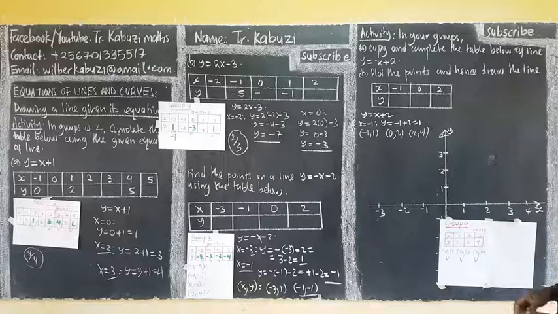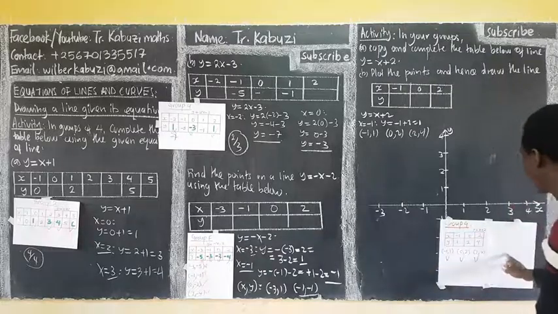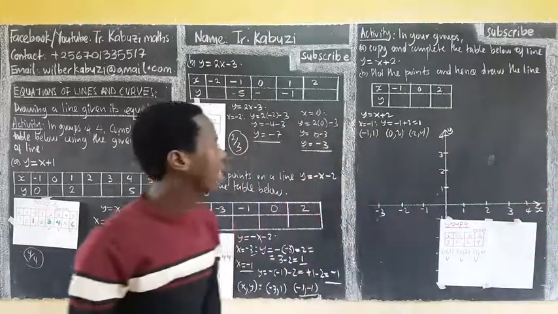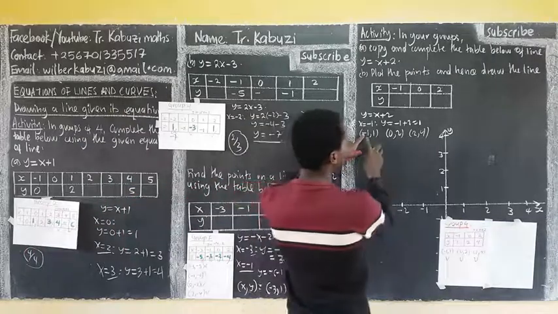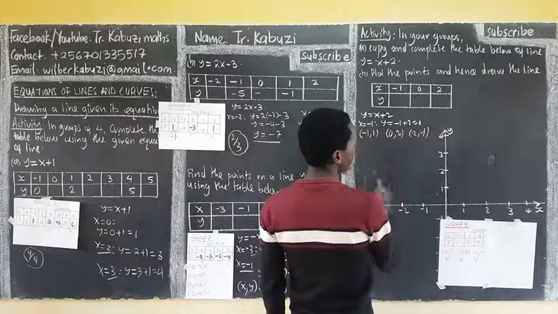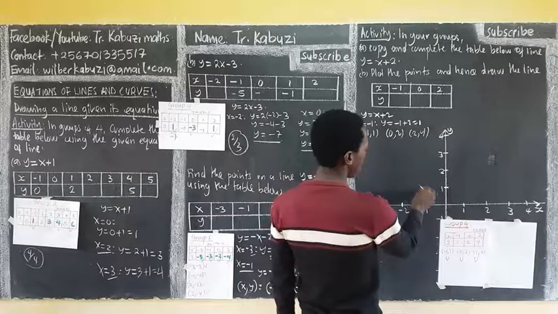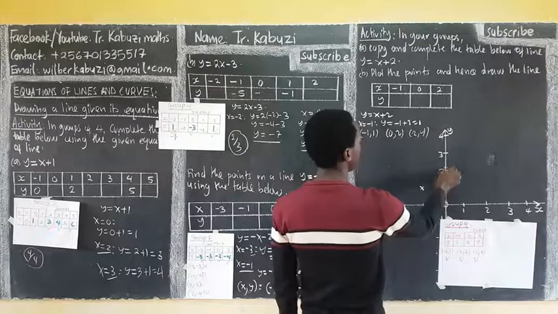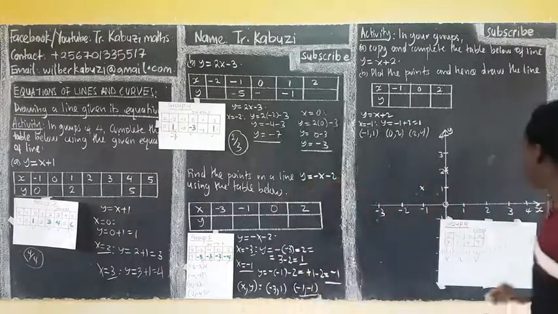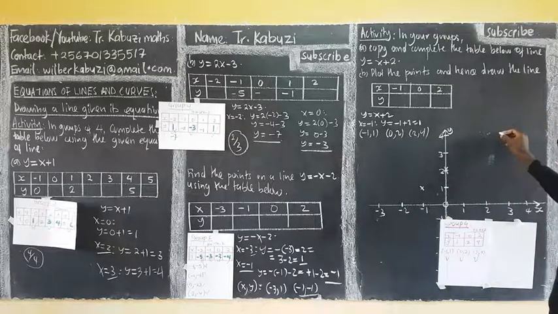Then plot the points and hence draw a line. So can you plot these ones? The problem is not visible for you all, so let me do the plotting here. Negative 1, 1. This one is x, this one is y. Negative 1, 1, which is there. I think you can see. Then 0, 2 is there. Then we have 2, 4, which is right there.